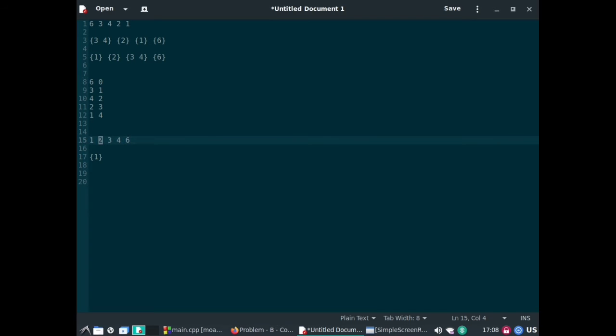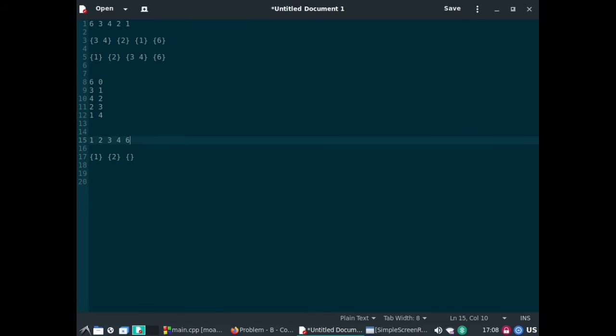Then we go ahead. 2. The element that is right after 2 is 3. What is the index of 3? It's 1. Okay. And what is the index of 2? Well, it's 3. They are not right after each other. There is a gap between them. And so 3 cannot join the subarray of 2.